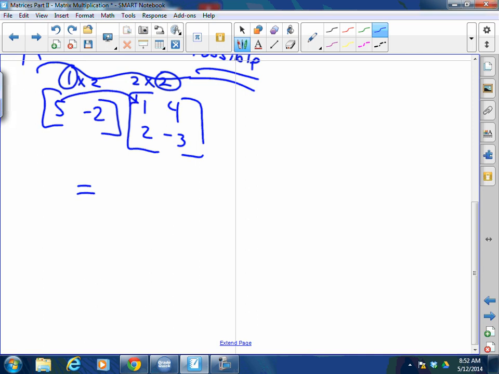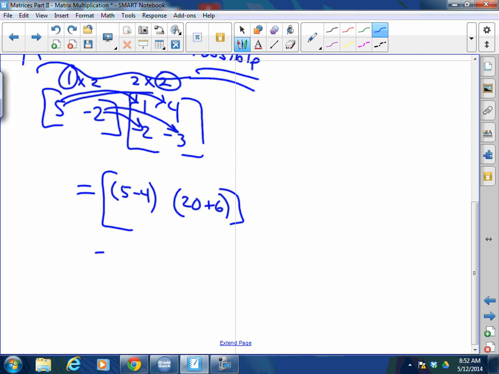5 times 1 is 5 plus negative 4. Okay? You with me there? And then I have 5 times 4, which is 20, plus negative 2 times negative 3, which is 6, and my answer would be 1, 26, which works out because your answer would be a 1 by 2, 1 row, 2 columns.